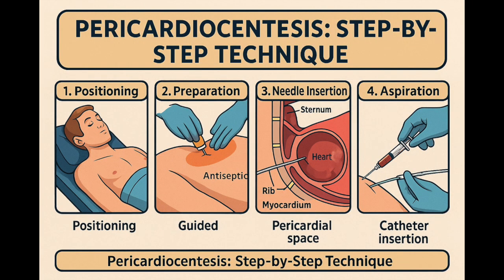The first step is patient positioning. The patient should be placed in a slightly elevated, semi-recumbent position at approximately 45 degrees. This angle allows the effusion to collect anteriorly, creating a safer access window for needle insertion.